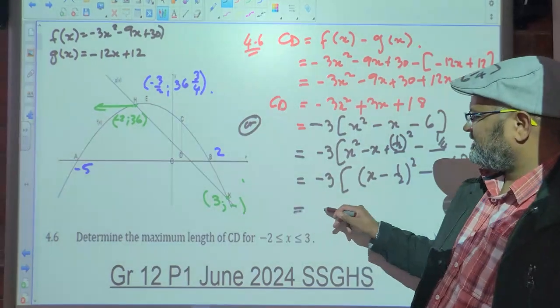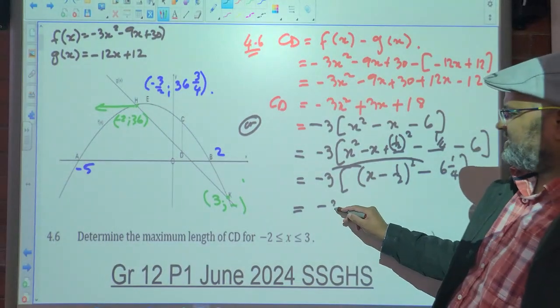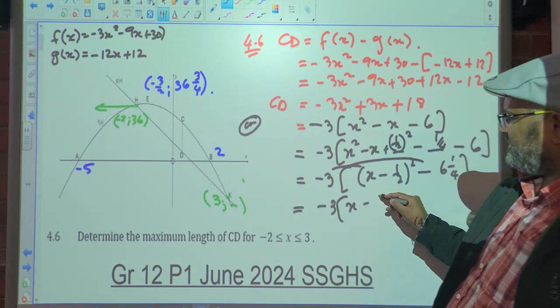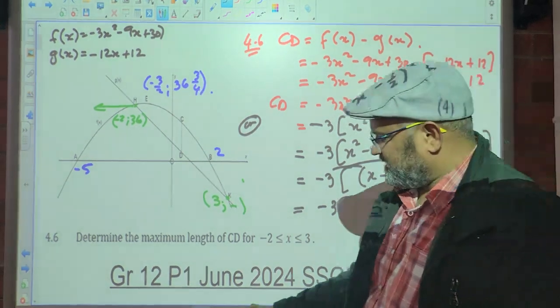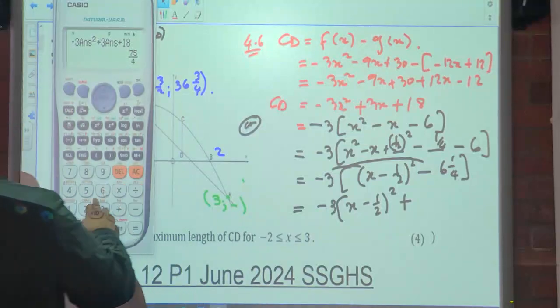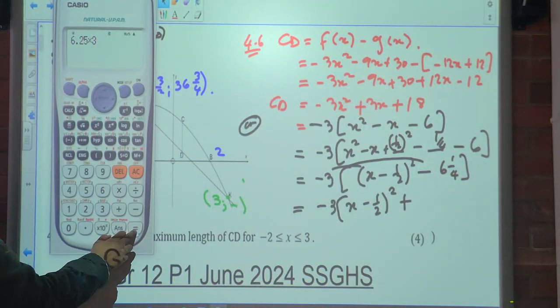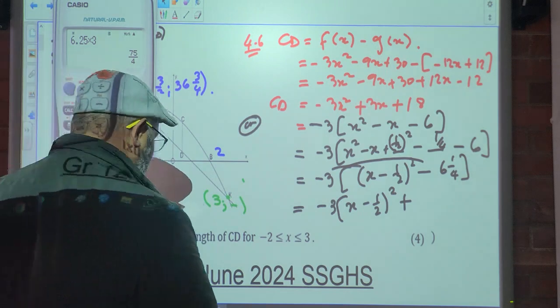Get rid of the outer bracket, so multiplying that in is going to be negative 3 into x minus a half squared plus 6 and a quarter times 3. So that's going to give us 75 over 4.